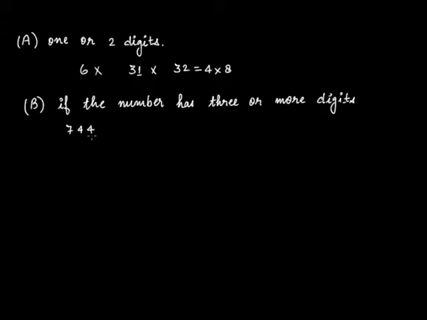Okay, so if you have a number which has 3 digits or more than 3 digits, in that case, take the digit at the ones place and the digit at the tens place. If you add these two digits, and after adding these two digits you have a number, like in this case 4 plus 4 is equal to 8, and if this number is divisible by 4, then that whole number will be divisible by 4.